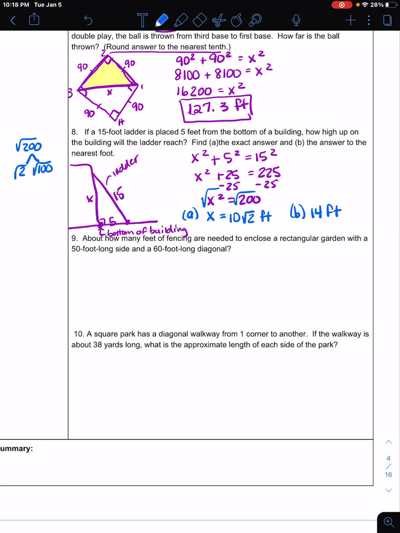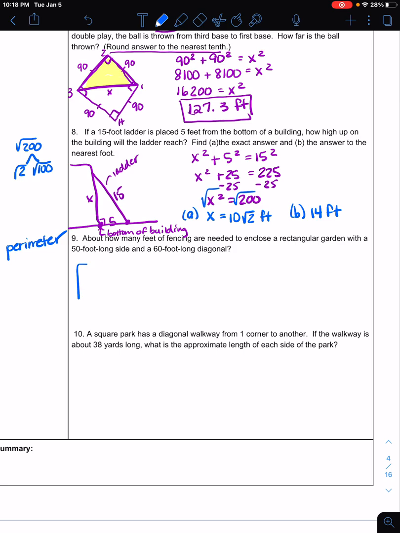If I ask you to round, you do not have to simplify it first. You can just type it straight into your calculator. Okay, so 9, about how many feet of fencing are needed to enclose? So think about what that means. That means perimeter. We are going around the fence, okay? The perimeter fence, kind of like on Jurassic Park. So how many feet of fencing are needed to enclose a rectangular garden?